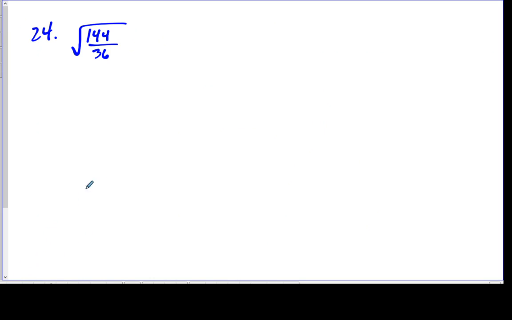On 24, two ways to think about this. You can always, first of all, try to simplify the fraction. And so, if you think about 144 over 36, 144 over 36 is 4. So that fraction simplifies to 4, and then you could think of it as square root of 4, which is 2.